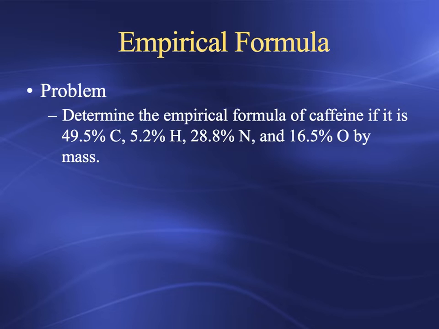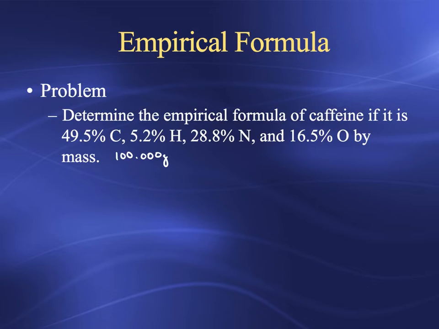Okay, so let's try one that's got a few more elements in it. Determine the empirical formula of caffeine if it is 49.5% carbon by mass, 5.2% hydrogen, 28.8% nitrogen, and 16.5% oxygen. So here we got 4 elements to deal with. We'll see how well this turns out. Now, remember, these are measurements, so it may not be a perfect answer. We'll see what we get. Okay, so step 1 was to assume 100 grams, exactly 100, right? So that way we don't have any sort of error there with significant figures.